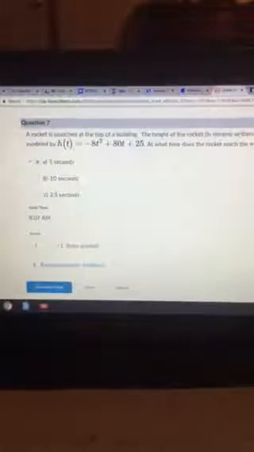Okay, so here is a video on Spiral Review 2, question number 7. The question says, a rocket is launched at the top of a building. The height of the rocket in meters, written in terms of time in seconds, can be modeled by the function h of t equals negative 8t squared plus 80t plus 25. At what time does a rocket reach the maximum height?